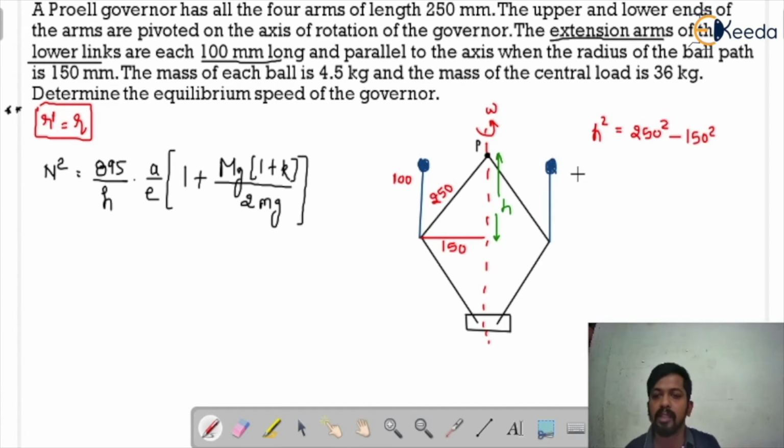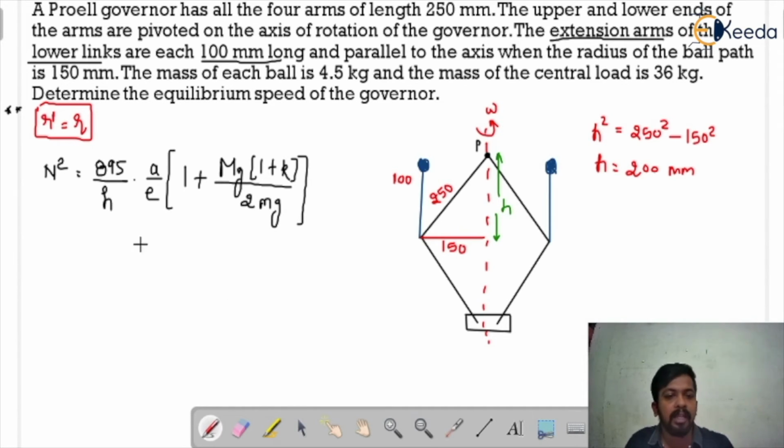Okay, so this is the value of the height of the governor. You can get it here, and it comes out to be 200. So this is the height of the governor we will get. This height is equal to 200 mm.